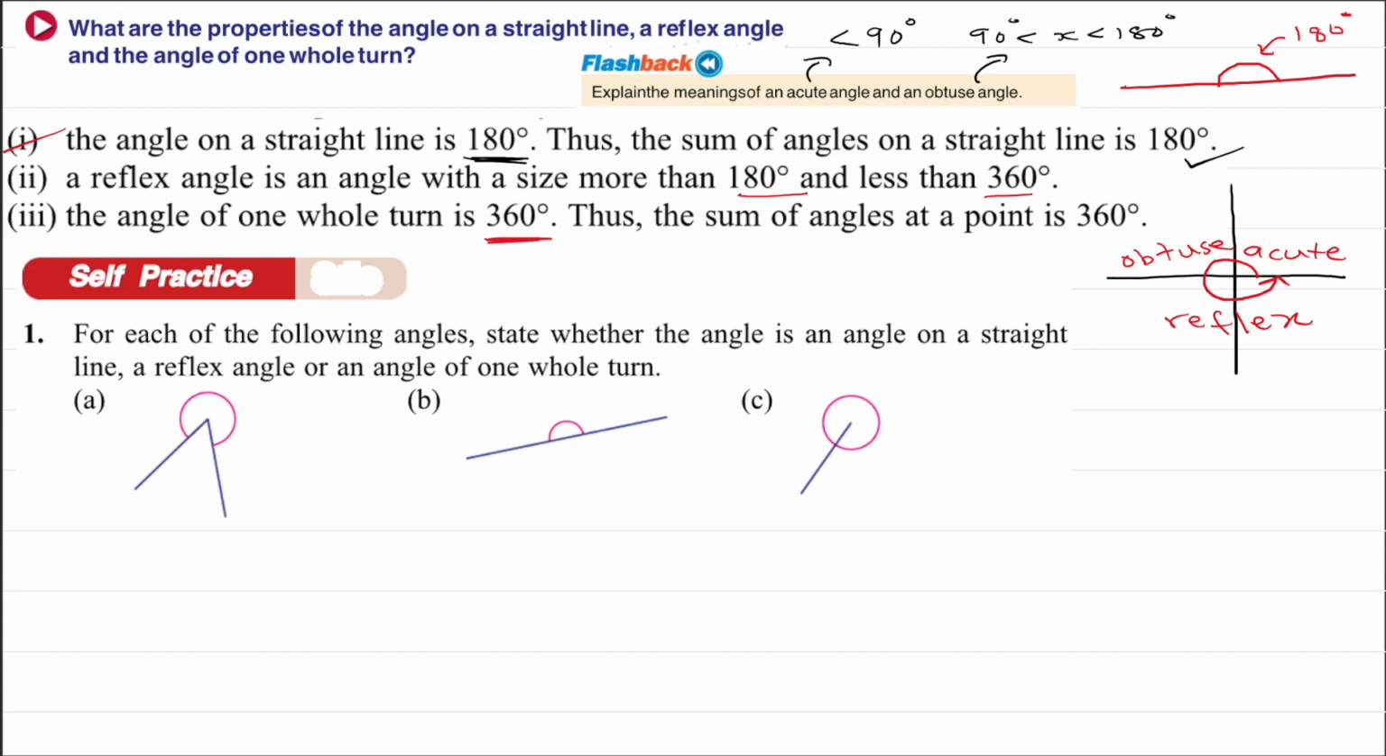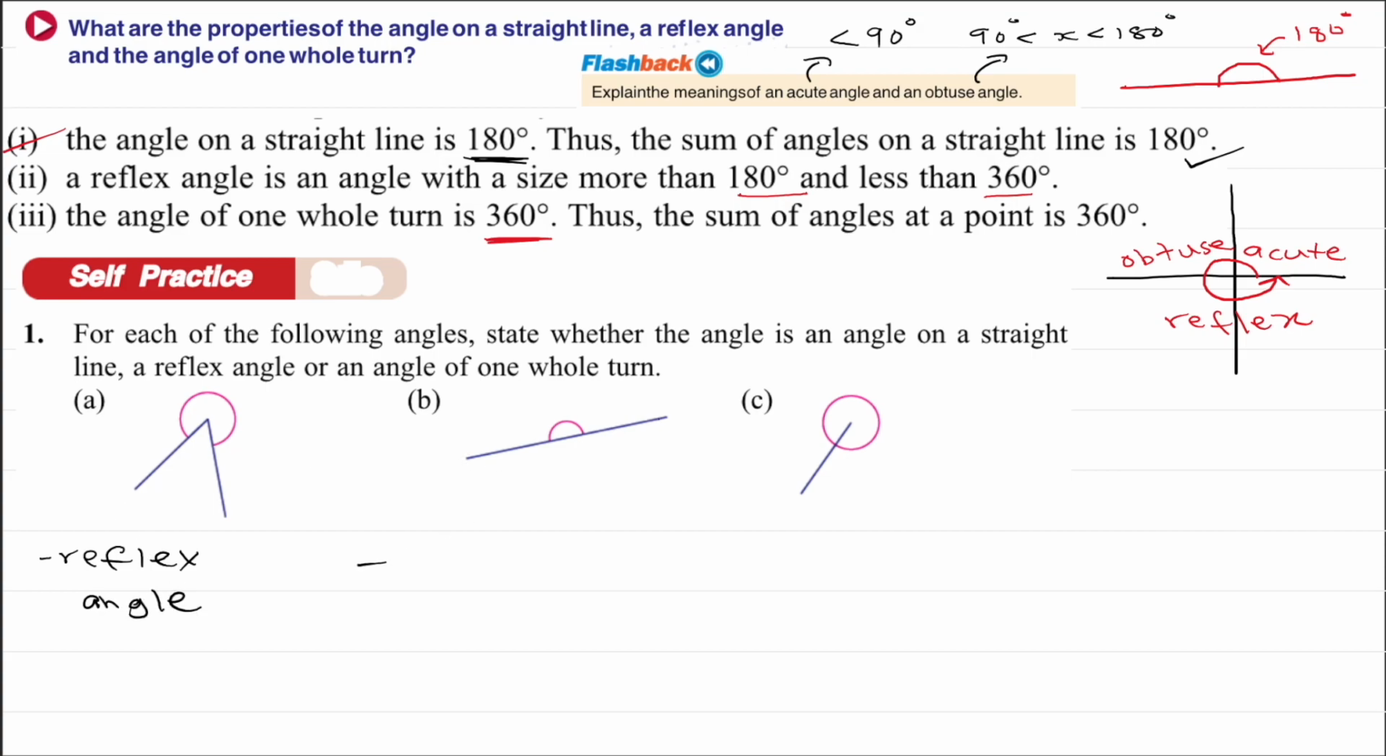Soalan dekat situ, contoh. For each of the following angles, state whether the angle is an angle on the straight line, reflex, ataupun angle of one whole turn. So, kalau untuk yang ke sini, kamu nampak angle dekat situ, dia macam lebih daripada 180 kan? Lebih daripada straight line pun. So, ini kita panggil dia sebagai reflex angle.